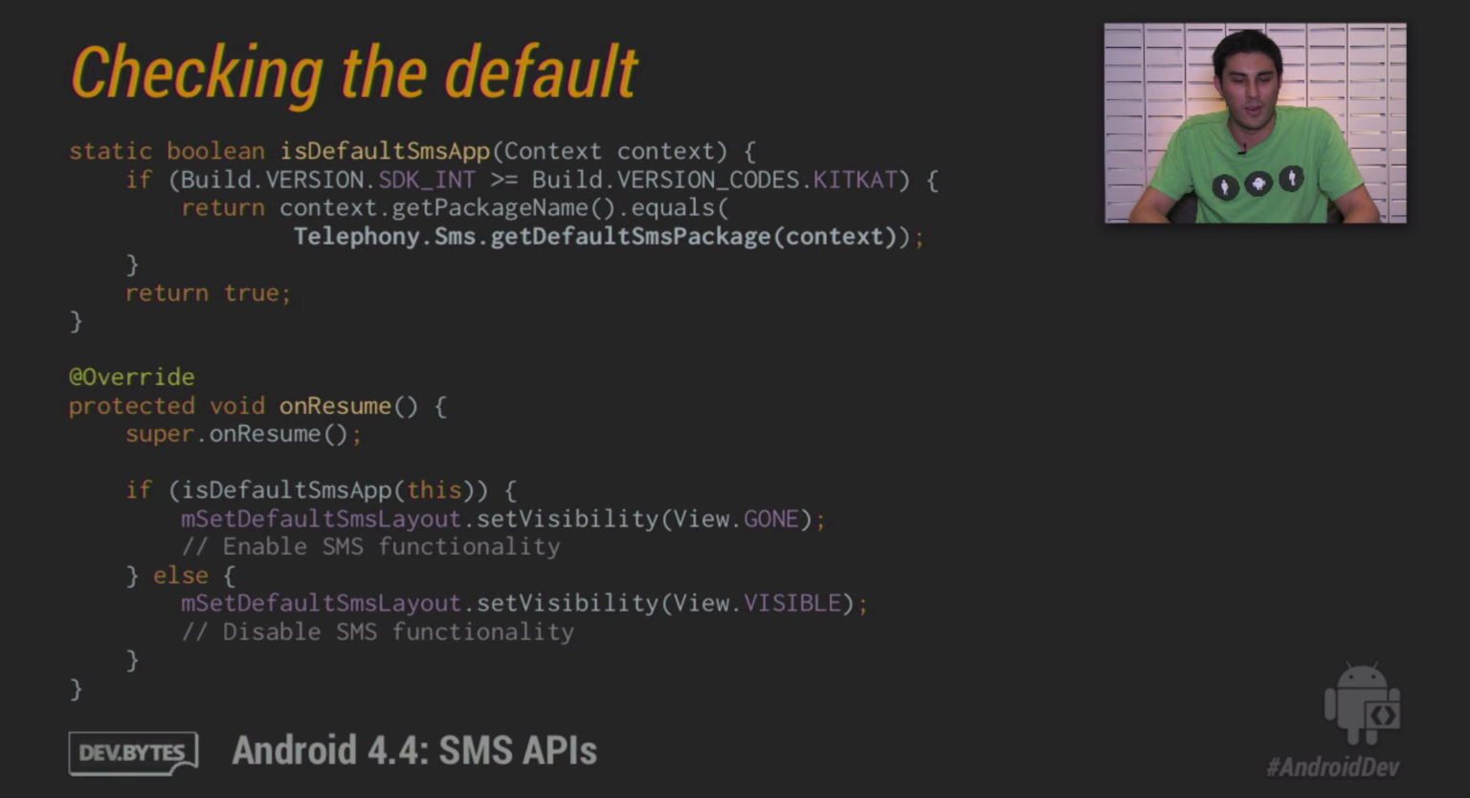Another new API in KitKat is the ability to check which is the default SMS application using the Telephony.Sms.getDefaultSmsPackage method. Here you can see we're checking to see if we're running on KitKat or above, and then we're going to use that method to work out if we're currently the default SMS application. You can then call this in the onResume of your key activities, hide and show certain layouts as appropriate, and also enable and disable certain functionality as appropriate. For example, you may not want to allow sending SMSs if you're not currently the default SMS application.